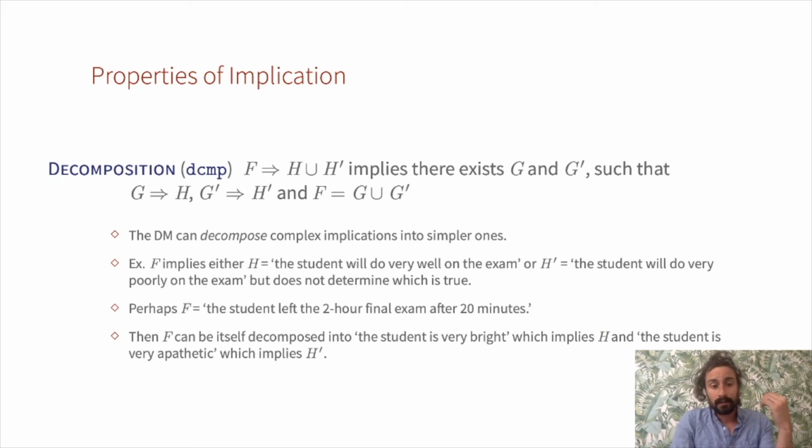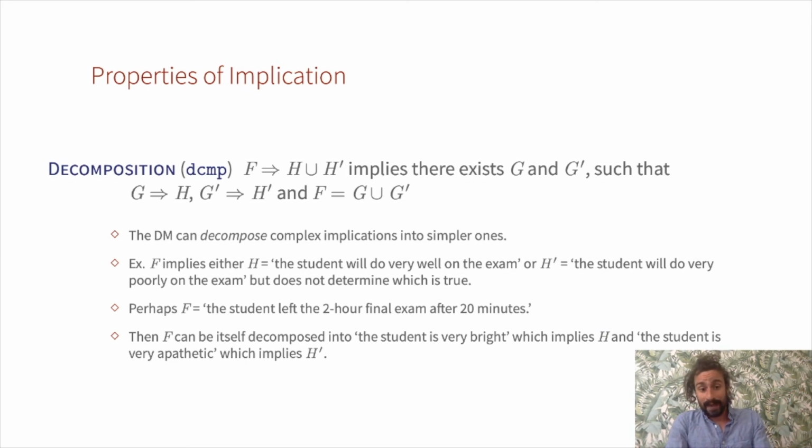So an example would be, say F is some statement and implies H, the student in my class did very well on the exam, or H prime, that the student did very badly on the exam, but doesn't determine which of them is true, just determines that it's jointly true, and one of the two of these is true.